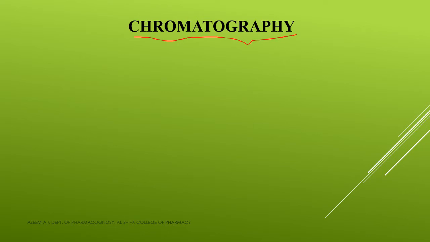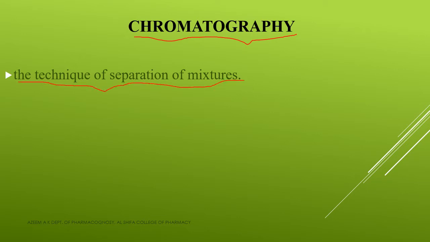So first we can see what is chromatography. Clear? So chromatography is a technique of separation of mixtures. Mixtures means you already know that it will have more than one type of component. So if a substance is having more than one type of component, then that can be known as a mixture. And chromatography is a basic technique which is involved in the separation of mixtures. Clear? So it is a technique of separation of mixtures.